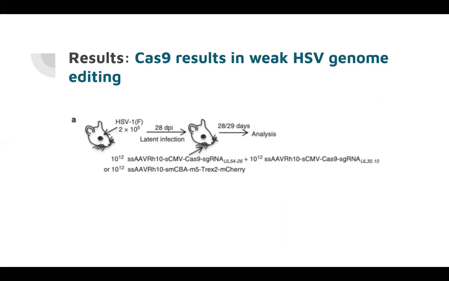So the CRISPR-Cas9 gene editing system was tested first in this study, and the basic procedure for this was to inject mice with live HSV and allow 28 days for latent infection to be established. And at this point, the 3 treatments were administered to different groups of mice, with the first being a control in which nothing else was added, the second being an adeno-associated viral vector carrying the Cas9 system, which had 2 short guide RNAs to target 2 different sites within the HSV genome, and the third treatment being the same vector with an encoded single meganuclease to target 1 site in the HSV genome.